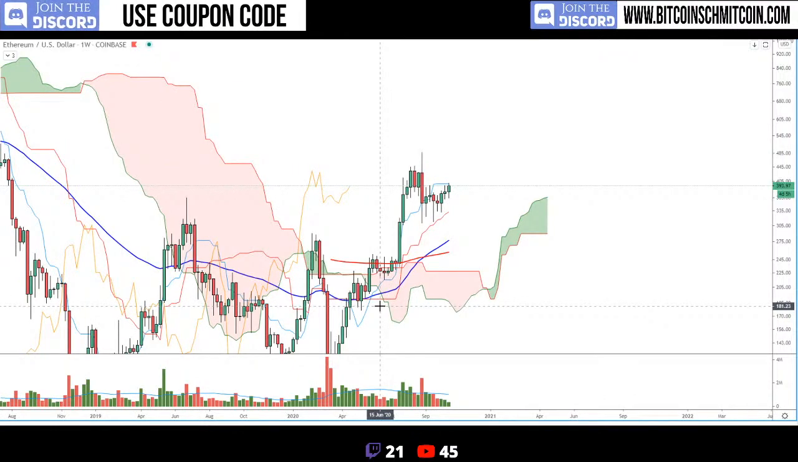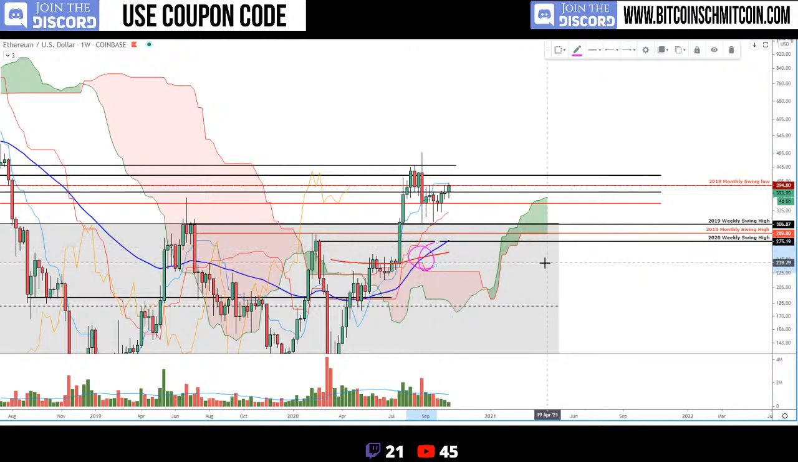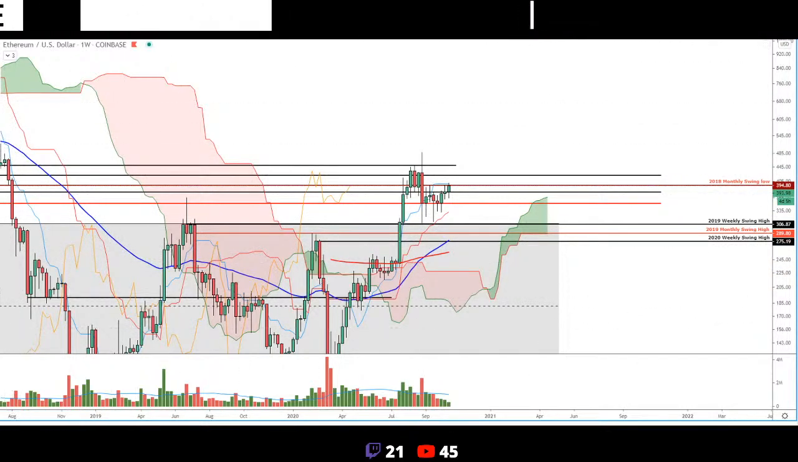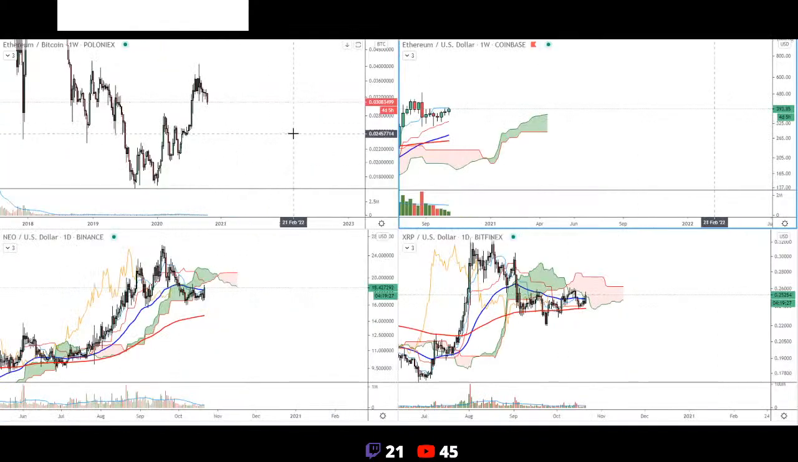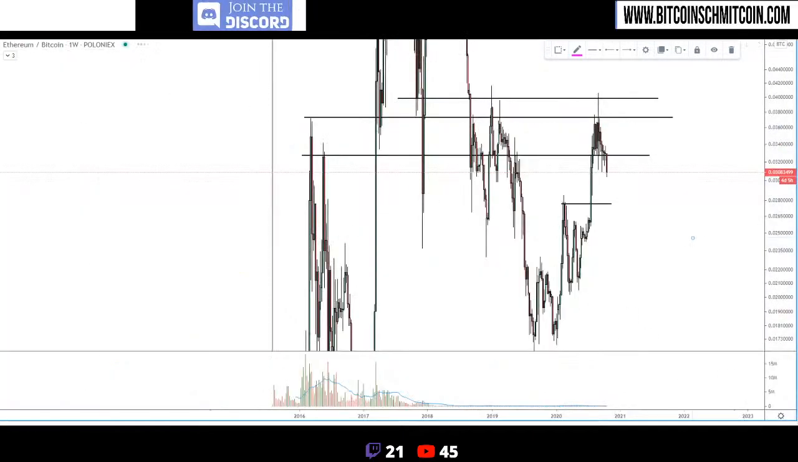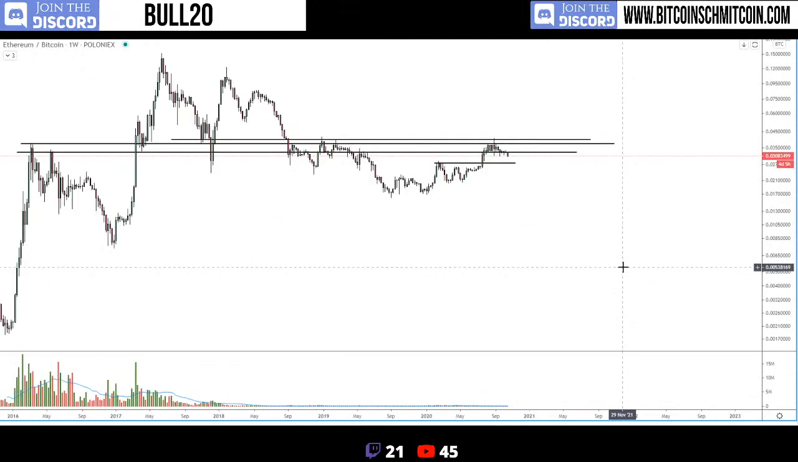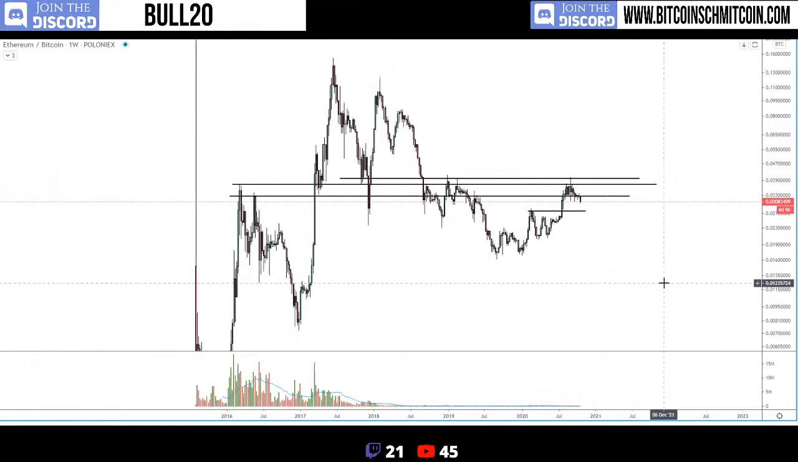One of the cleanest out there. We see a very clean cloud breakout, a very clean golden cross. Trend metrics look amazing. This looks great. So let's go ahead and look at the Ether Bitcoin chart, because that's the other side of the coin. No pun intended, but I'll make the pun.